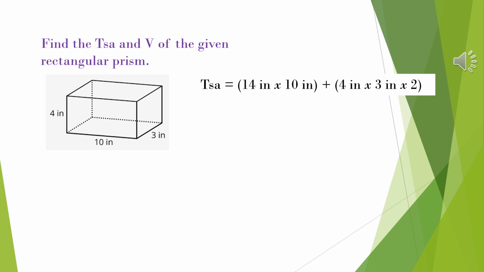Okay, so calculate this. 14 inches times 10, which is 140 square inches, and then we add 24 square inches. 140 square inches plus 24 square inches, we get 164 square inches. Did you get it right? Okay, very good.